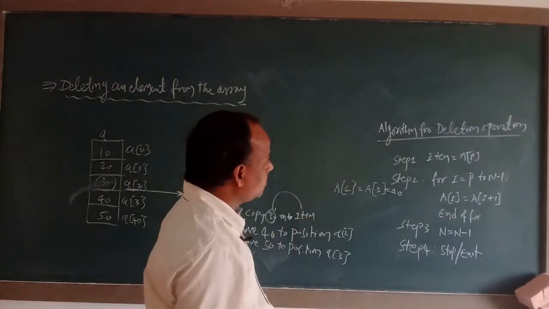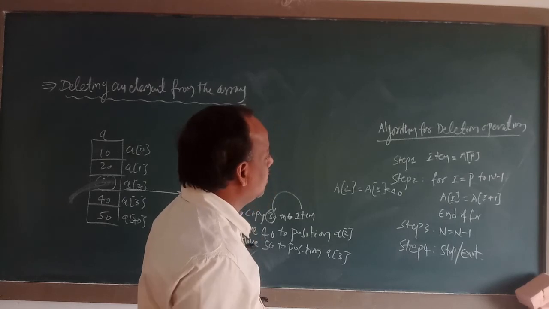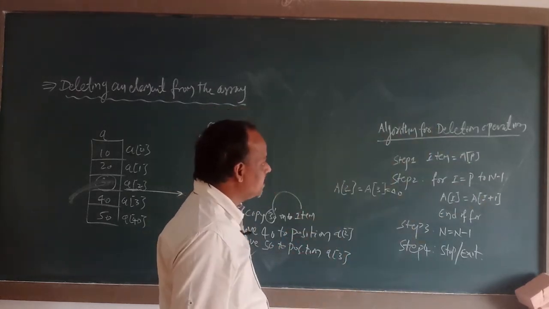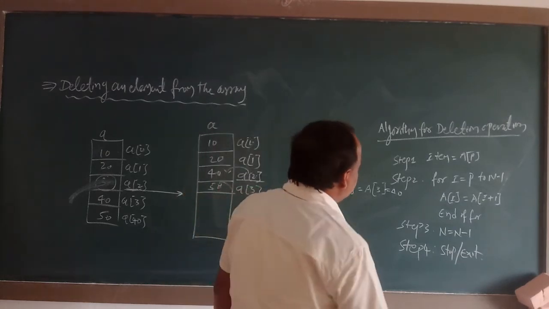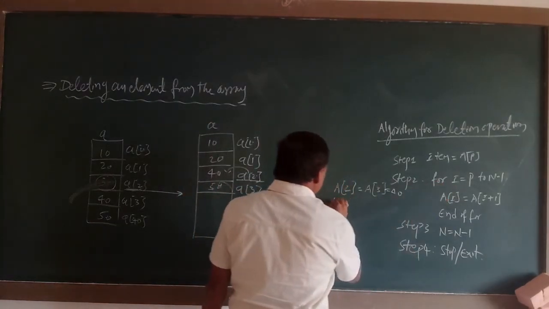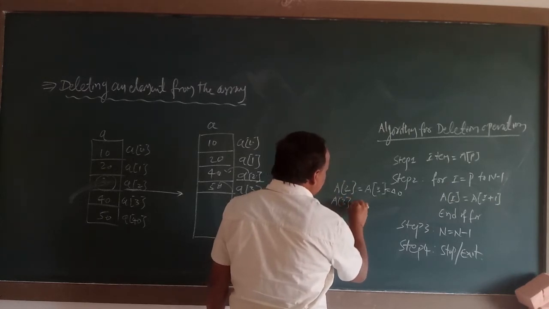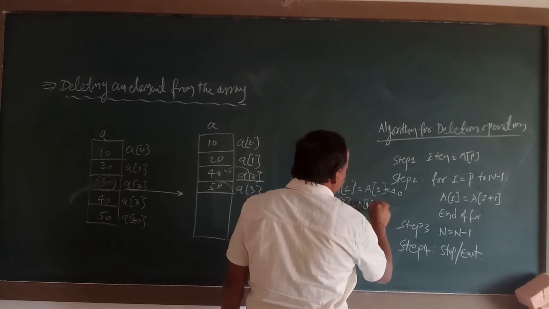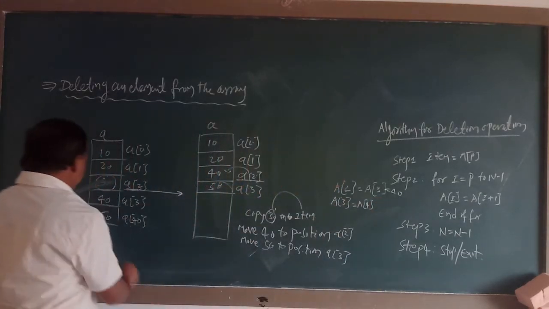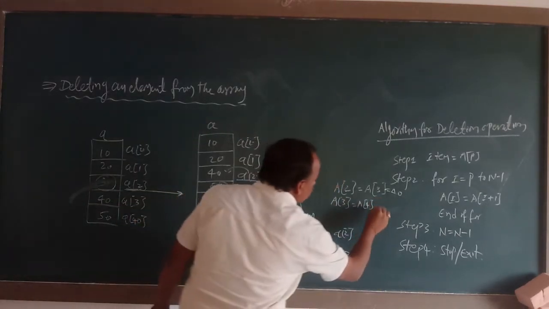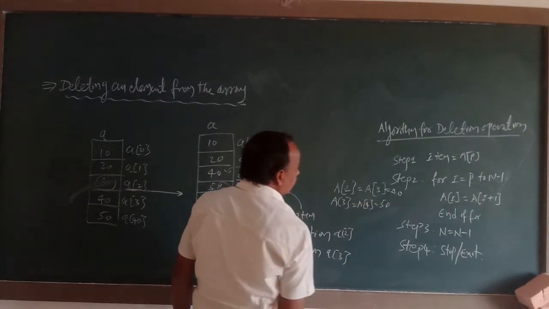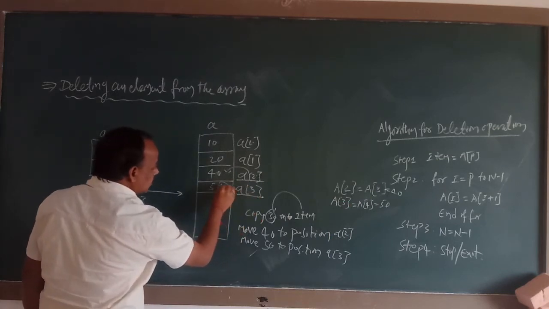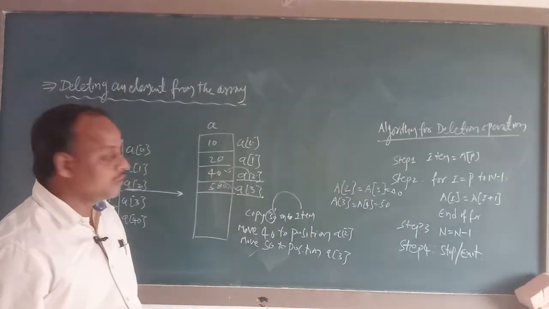Next, for I equal to P to n minus 1, next P is incremented, that is P becomes 3, that is A of 3 is equal to A of 3 plus 1, that is A of 4. What is there in A of 4? A of 4 contains 50. This 50 is assigned to A of 3, therefore A of 3 contains 50.